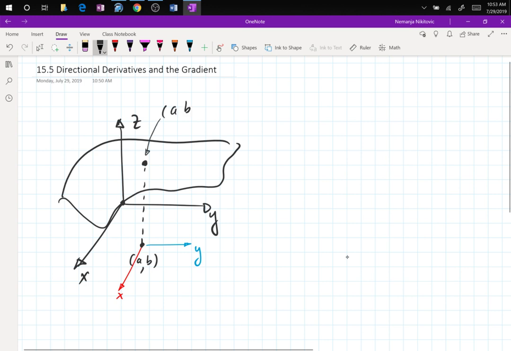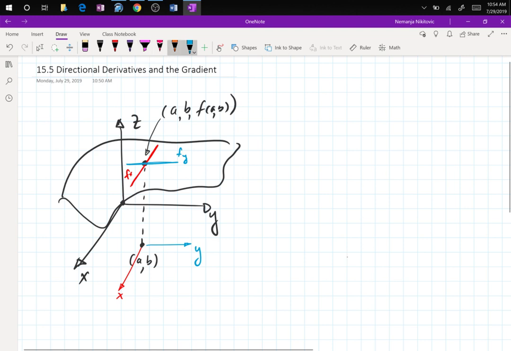will be A, B, f of A, B, because that's the output. F of A, B will be the z component. So A, B, f of A, B is on the surface, and now you're going to have a tangent line there, the red tangent line, and that tangent line gives you the slope from fx. Then you're going to have a blue tangent line, and that's your partial derivative with respect to y.